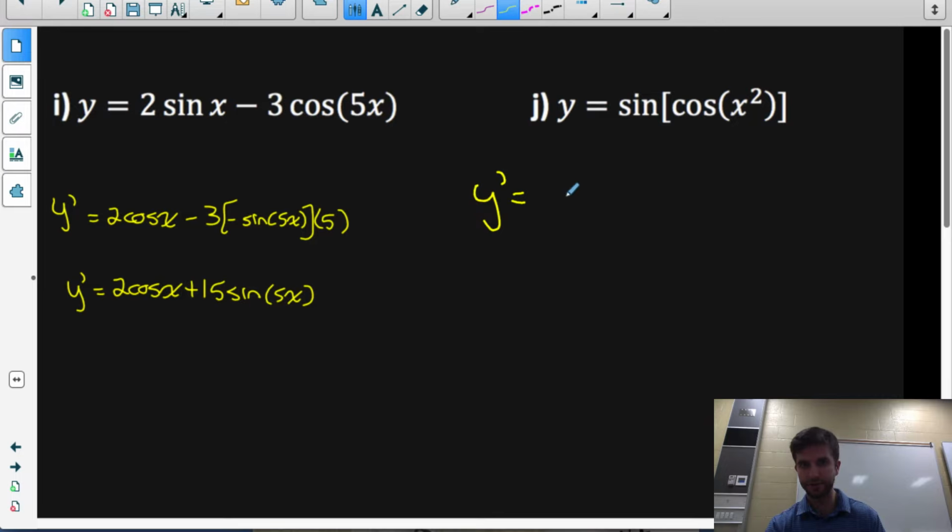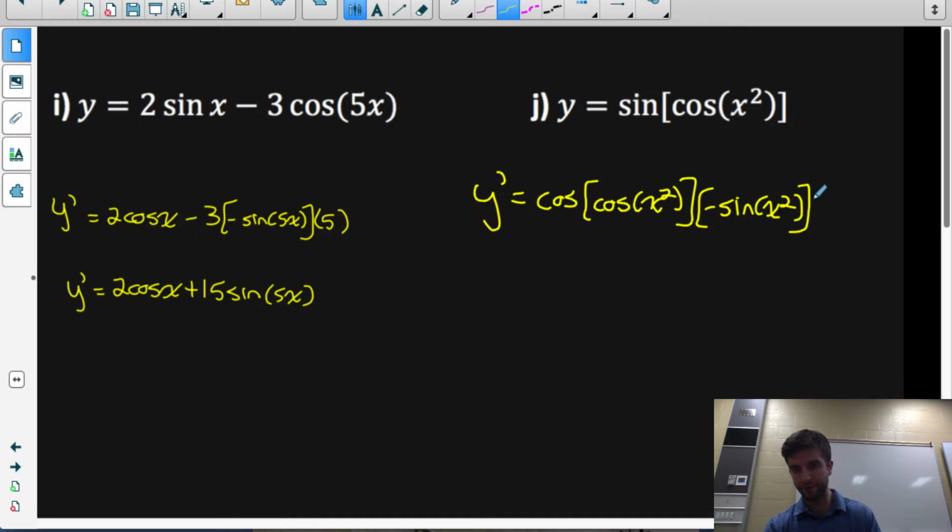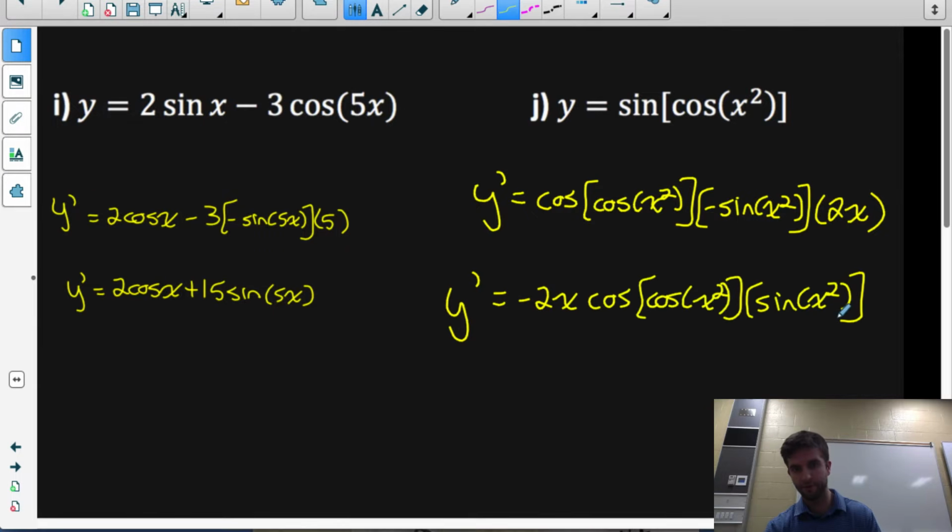Part J, y prime equals, well notice here I have a trig function where the argument is another trig function. So I'm going to need chain rule. I'll differentiate the outside function with respect to the inside first. So derivative of sine is cos, keep the inside function exactly as it is, and then multiply that by the derivative of the inside function. So multiply it by the derivative of cos x squared, which I'll need chain rule for again. It would be negative sine of x squared times the derivative of the argument, so the derivative of x squared is 2x. And then there's nothing much to simplify here other than I have a factor of negative 1 times 2x, that's negative 2x for part J.